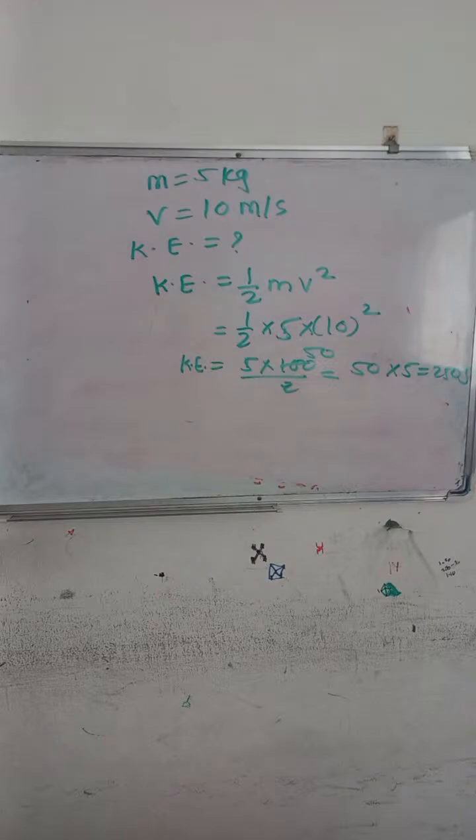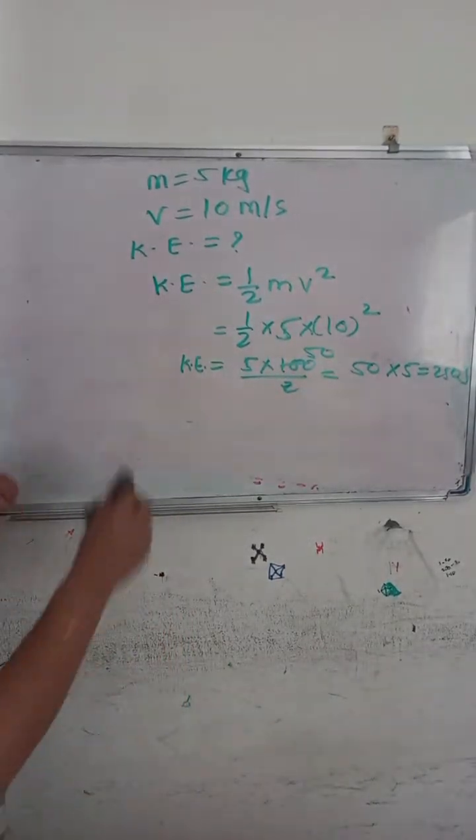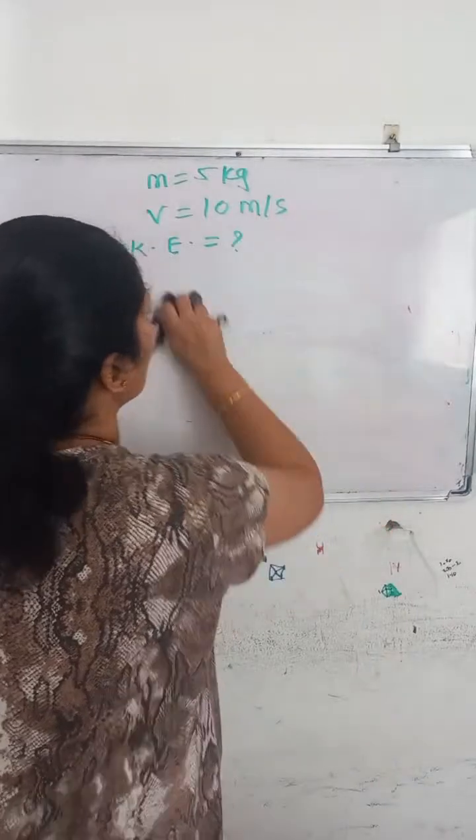Next question, I will dictate. Find the potential energy possessed by a body of mass 2 kg, kept at a height of 50 meter, and g they are asking us to take as 10 meter per second square. They are asking for potential energy.